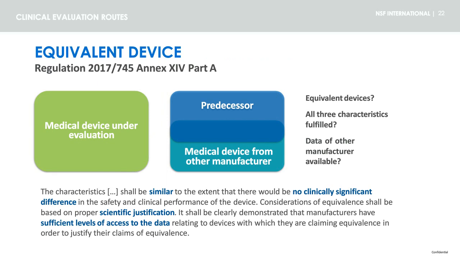In summary, an equivalent device can be a predecessor device or a medical device from another manufacturer. But their technical characteristics have to be similar to the extent that there would be no clinically significant difference in the safety and clinical performance of the device. Considerations of equivalence also have to be based on proper scientific justification. Last but not least, the manufacturers should have sufficient level of access to the data relating to devices with which they are claiming equivalence.